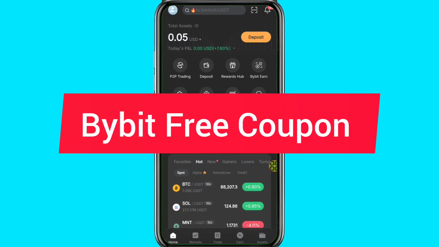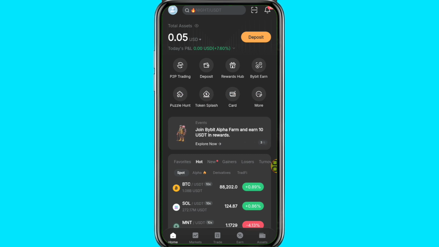How to trade with free coupon spot in Bybit. So in this video, I'll show you step by step whether it is possible to trade with the free coupon that Bybit used to give people when they sign up, or like for some times. So if you want to trade with that coupon, just go to your assets.